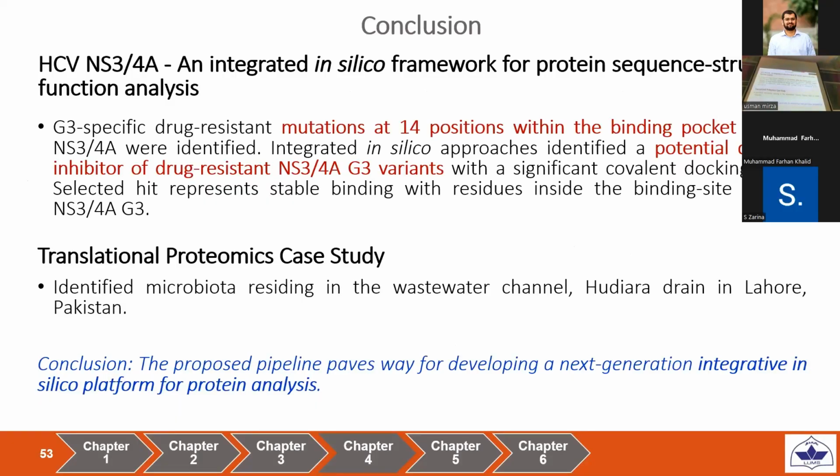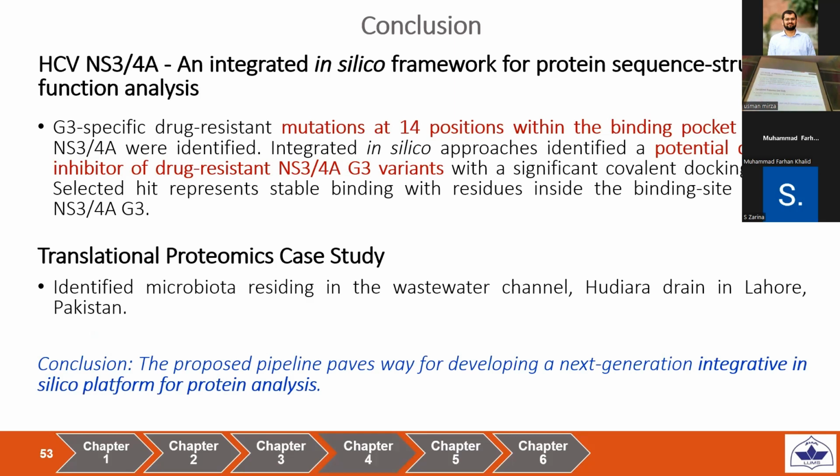Lastly, we have developed an integrated in silico framework for protein sequence, structure and function analysis, for which we used HCV NS3/4A as a case study. Genotype-specific drug-resistant mutations at 14 different positions were identified, which were modeled for in silico analysis. The potential covalent inhibitor of drug-resistant genotype-specific HCV NS3/4A was identified, which represented stable binding with the residues within the ligand binding pocket.